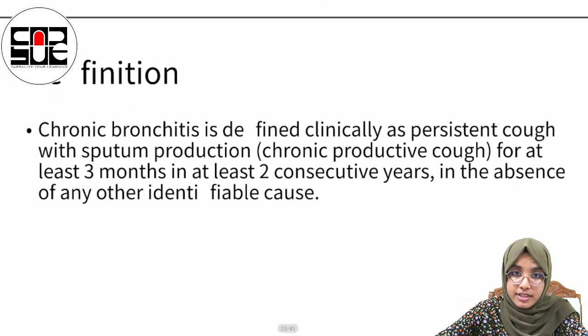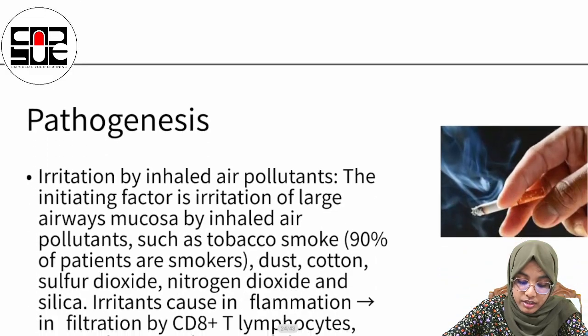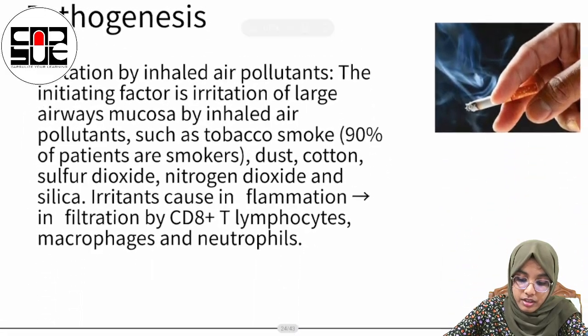Chronic bronchitis is defined clinically as persistent cough with sputum production for 3 months in 2 consecutive years in the absence of any other identifiable causes. So that is the definition. Persistent cough for 3 months in 2 consecutive years in the absence of any other identifiable causes. Let's move on to the pathogenesis.